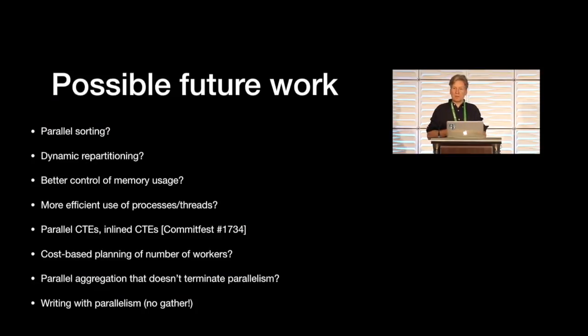Cost-based planning of the number of workers would be really neat. It's a little bit strange the way that we choose the number of workers at the moment, and somewhat surprising sometimes. Parallel aggregation is somewhat limited at the moment. We can't take the output of aggregation and use that as the input of something else without terminating parallelism. That's kind of a bit of a long one to explain.